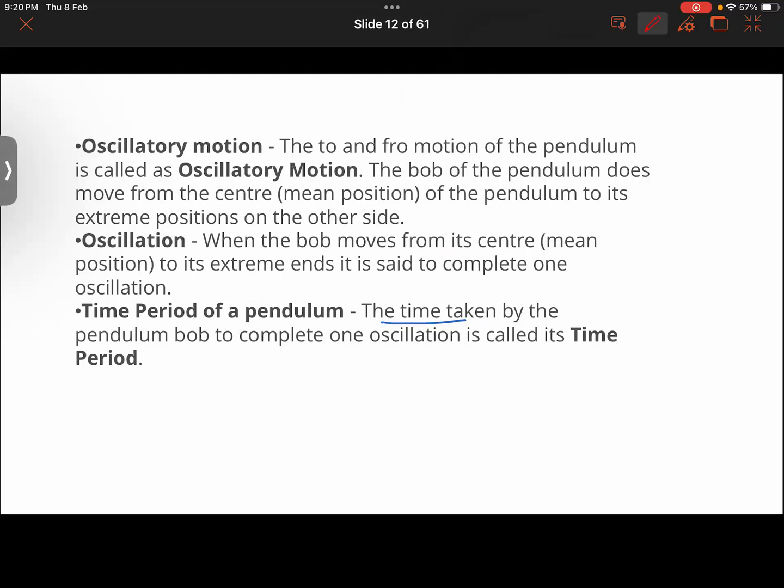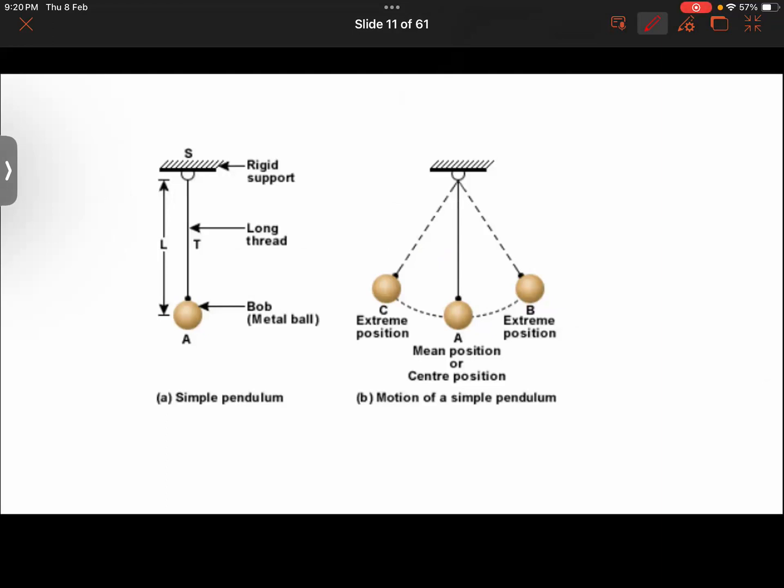Now there was another thing, time period. You guys recall about time period? What is time period in the context of a pendulum? See, basically time period is the time taken to complete one oscillation. All right, time period is nothing but the time taken to complete one oscillation. As simple as that. So that is what we study about time period when we talk about the simple pendulum. It is the amount of time taken to complete one oscillation.